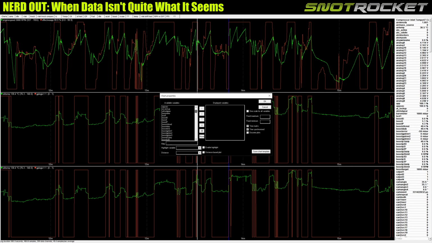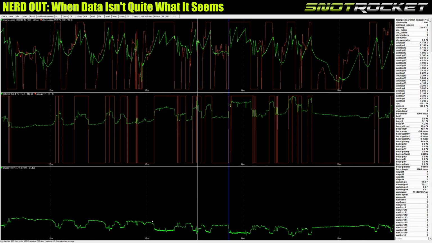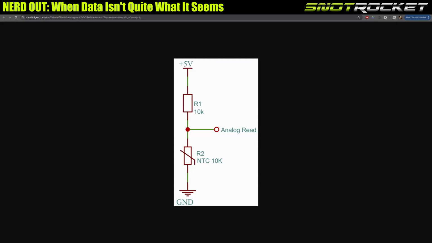So I think I said it was analog 10, didn't I? Which is the oil temperature sensor. If I open analog 10 here, you can see this is the raw voltage. So this is not temperature value. This is the raw voltage that the ECU is seeing. So for like here, this analog read here, this is the value we're reading here now in the logs. It's this voltage between the pull-up resistor and the sensor.